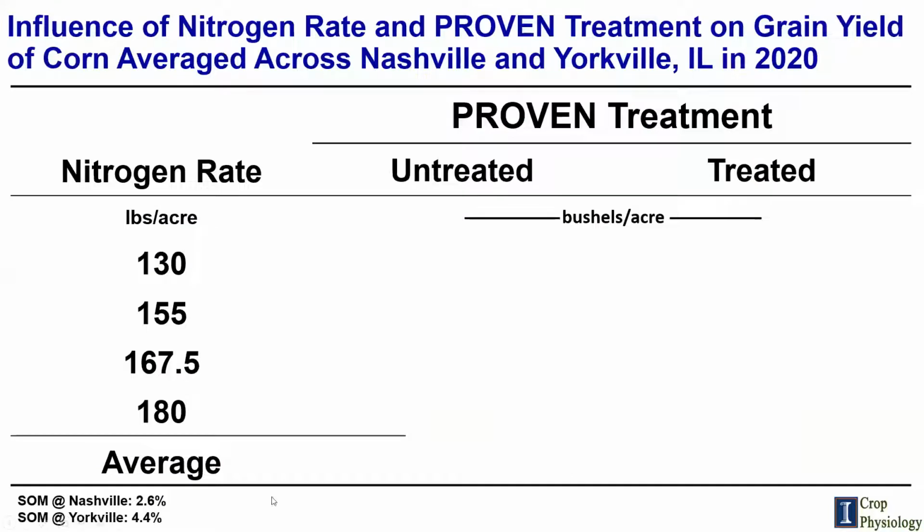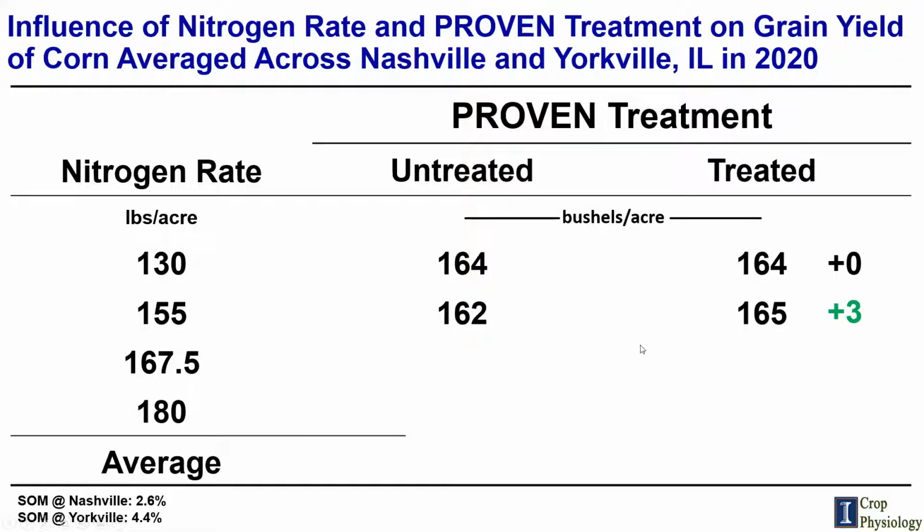And so we did a nitrogen rate study, right? How much nitrogen can those products supply? And this is looking at Proven. We did nitrogen rates from 130 to 180, so a 50-pound difference with incremental jumps, to see maybe the replacement value. And at 130 pounds, we got no response. This is two locations. You can see here in the corner, Nashville is 2.6% organic matter, Yorkville was 4.4. So the mineralization potential of these sites doubled. But we saw very similar trends across these two sites.